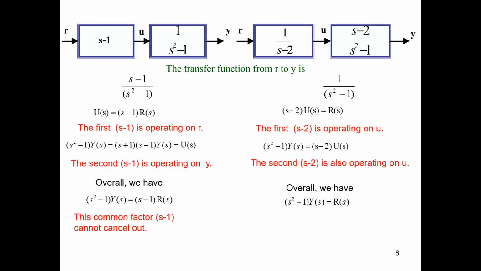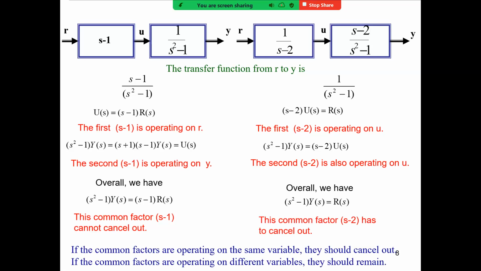So now here comes the rule. If the common factors are operating on the same variables, they should cancel out because in the derivation they will vanish. They are representing the same thing. But if the common factors are operating on different variables, they should remain. Okay?